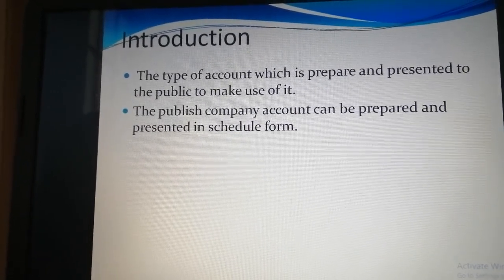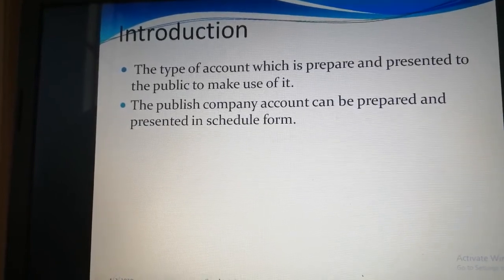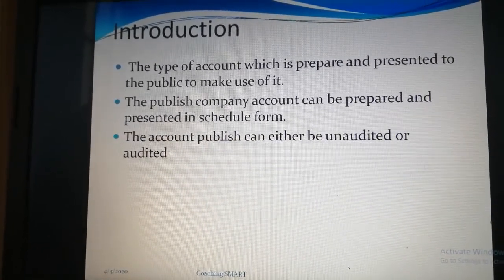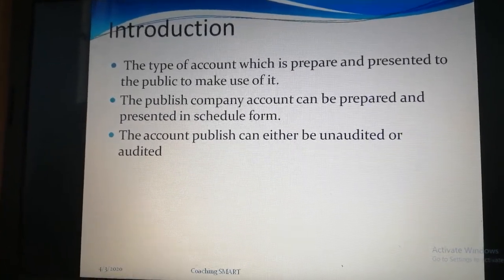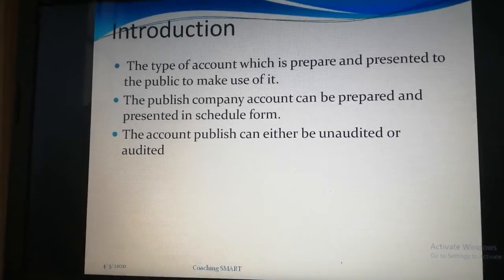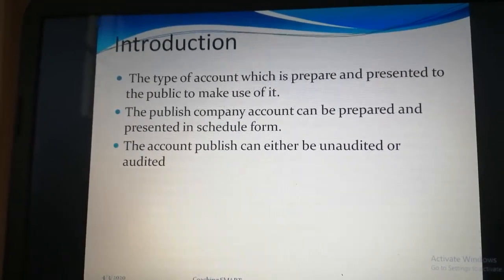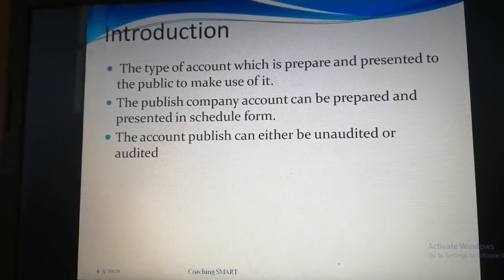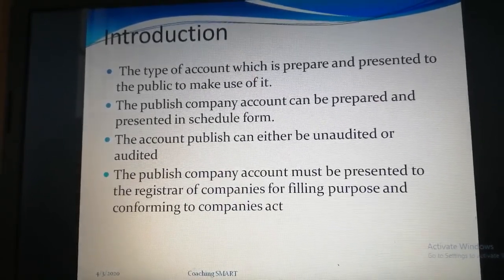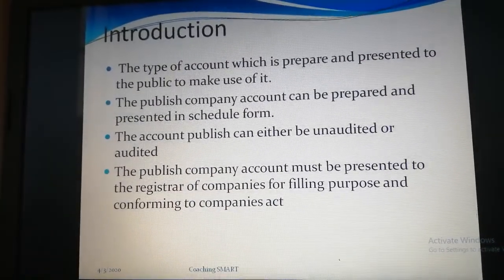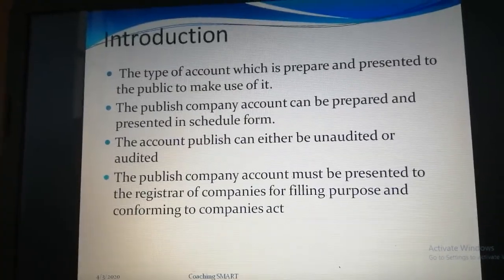So we are publishing the transactions. The published company account can be prepared and presented in schedule form. The account published can either be audited or unaudited. So published company account must be audited, but sometimes it can be presented as unaudited. The published company account must be presented to the Registrar of Companies for filing purposes and conforming to Companies Act.